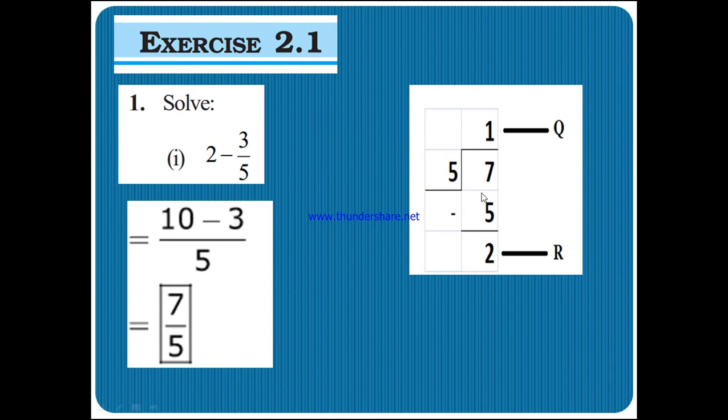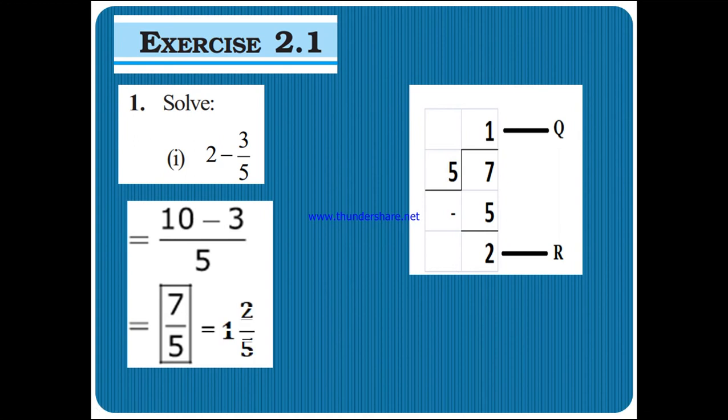To do that, you have to divide. See, 7 divided by 5. In 7, 1 time 5. 5 ones are 5, we are subtracting it. We are getting the remainder 2. So 1 is the quotient, 2 is the remainder. Okay, now we are going to write in the mixed form.